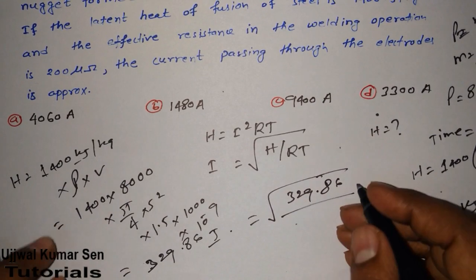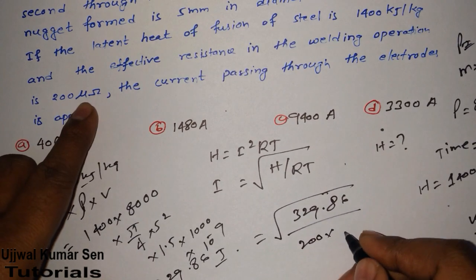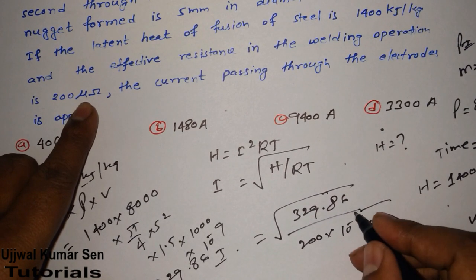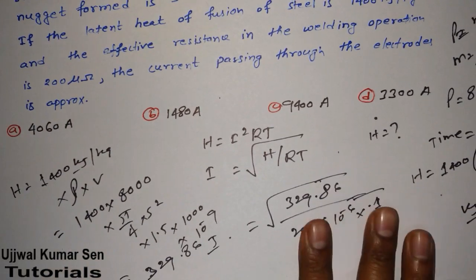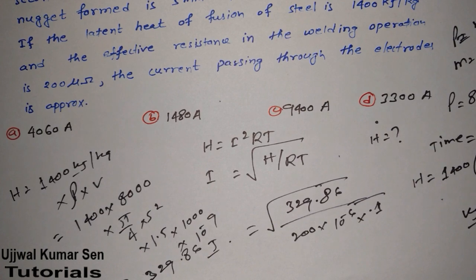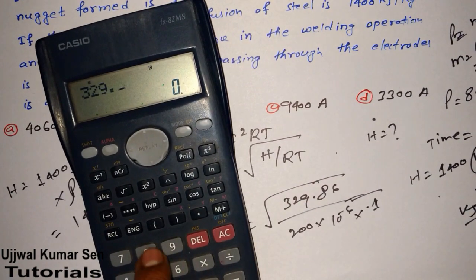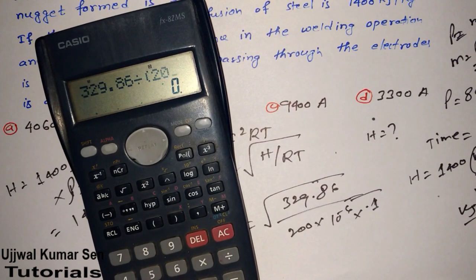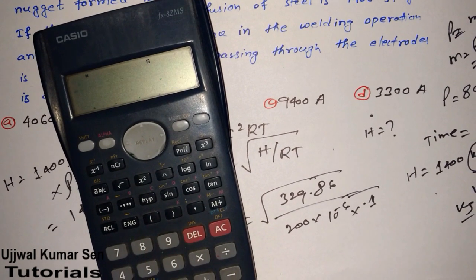329.86. Now I have R, that is the operation welding resistance, 200. Again the unit is 10 to the power minus 6, and time period is how much? 0.1 second. Okay, so this is how we got all values here. What right now do I have to do? I have to just use the calculator again. 329.86 divided by 200 multiplied by 10 to the power minus 6 multiplied by 0.1. So we got these values.